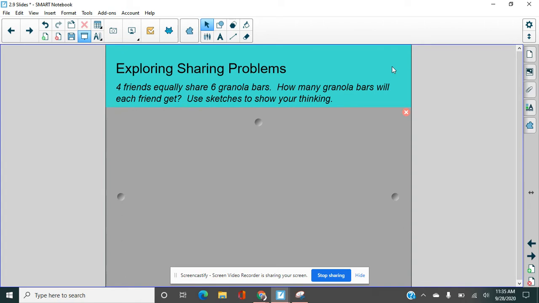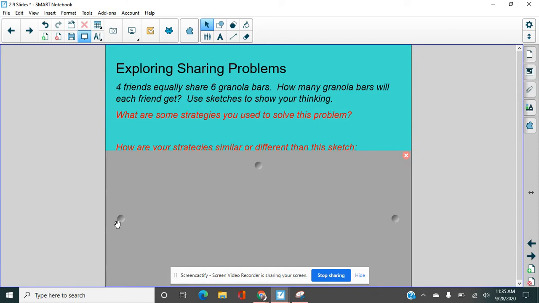So if you had 4 kids, there were 6 granola bars. How would you divide those up? Spend a moment. You can draw a picture or think through things. What would you do with 6 granola bars if you had 4 friends? All right. Well, one thing I do notice is that if 4 friends have 6 granola bars, each friend is going to get one whole granola bar.